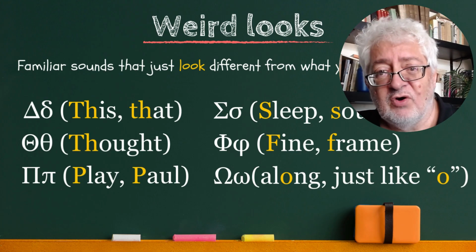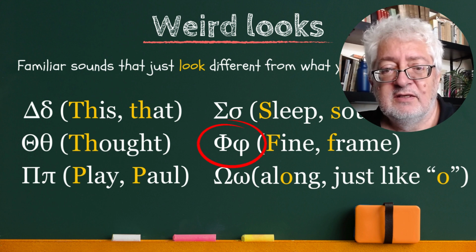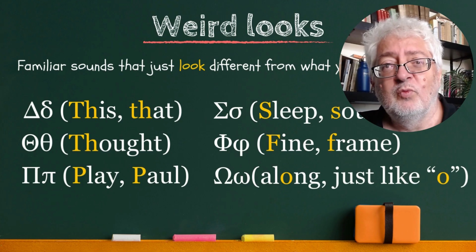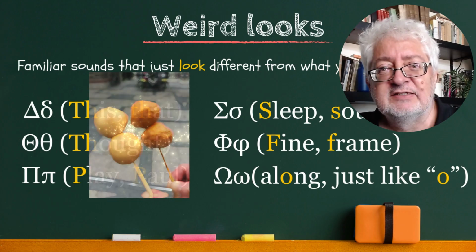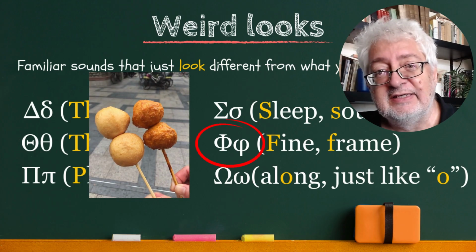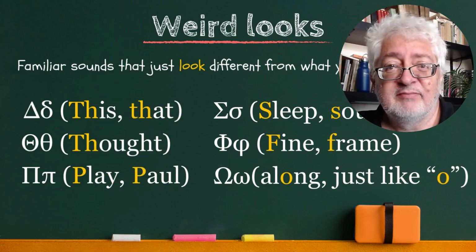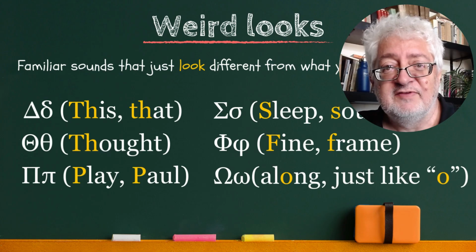The next one is also a very familiar sound. It's the F, phi. And the F is exactly the same like in English, fine, frame. The F sound is the letter phi, which looks, my wife always says, like a fish ball on a stick. And a fish ball begins with a phi. And so this is how you can try to remember it. Perhaps it helps you. The fish ball on a stick is a phi.